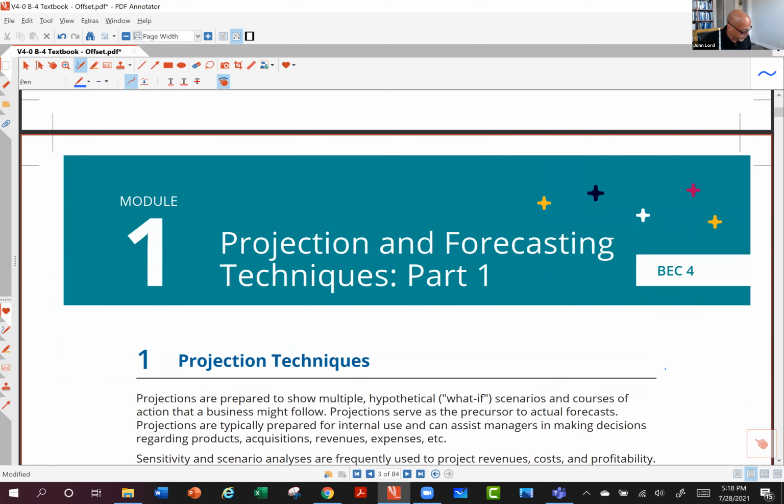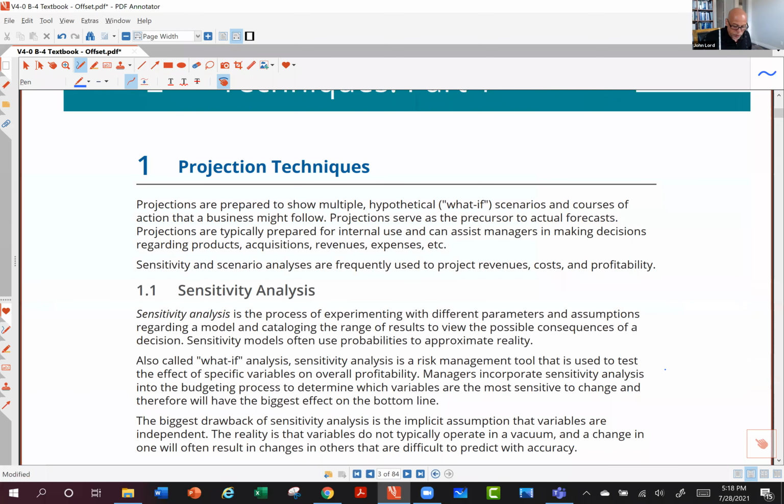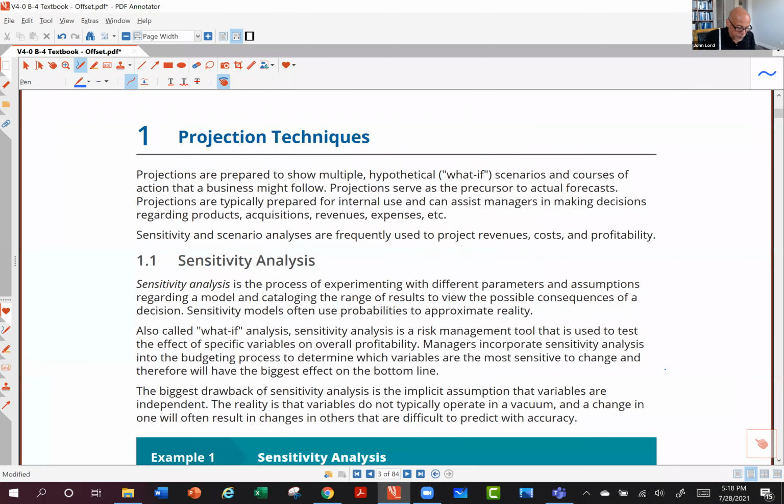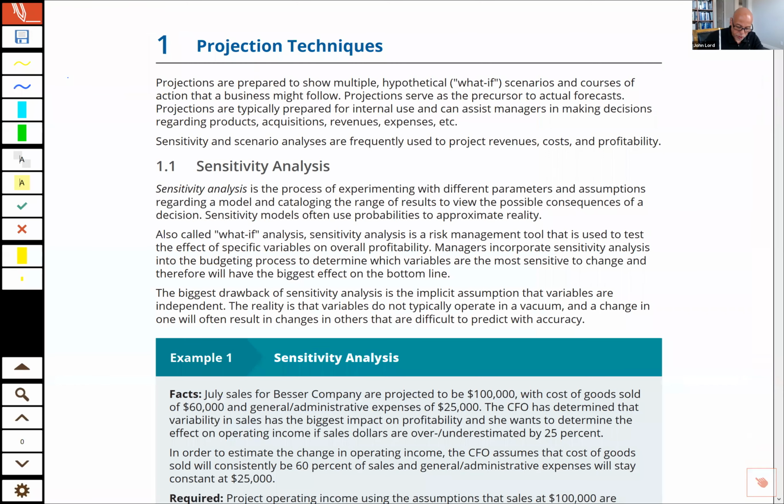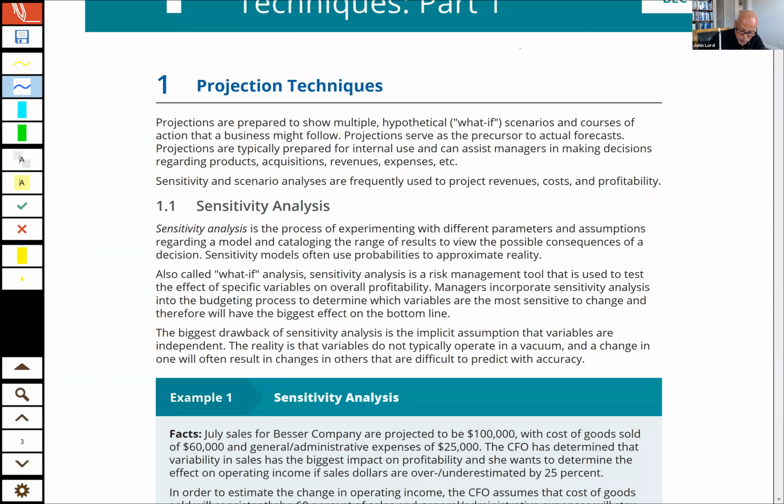Now in here, they talk about projections, and really what we want to do here is contrast projections versus forecasts. Okay, so let's just write something down here. Okay, projections. Okay, what about projections? Projection is what if scenario.